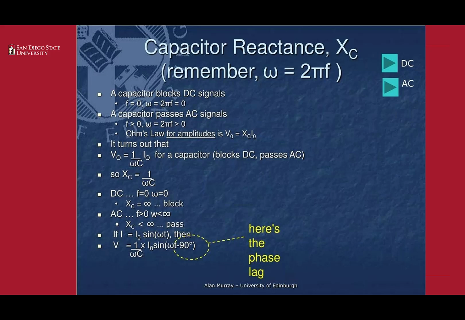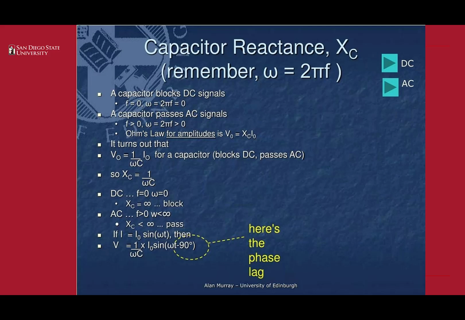And per Ohm's law for amplitudes, V0 is XC times I0, so the reactance of that capacitor times I0. And it turns out that V0 is equal to 1 over omega C times I0 for a capacitor only. And here we can also say it blocks DC signals and passes AC signals. And from this relation we get XC equals 1 over omega C.